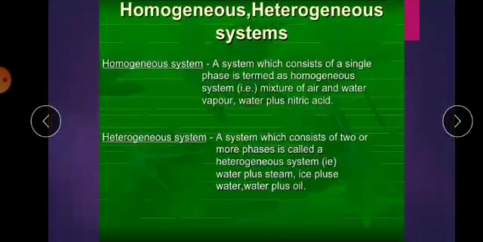The system is also classified into two: homogeneous as well as heterogeneous. Homogeneous, you already heard that word. A system which consists of a single phase is known as homogeneous. For example, a mixture of gases or a mixture of liquids, if it is in the same phase, is a homogeneous system. Heterogeneous means it differs. A system which consists of two or more phases is said to be a heterogeneous system. Examples are sand with water, or a mixture of oil and water.